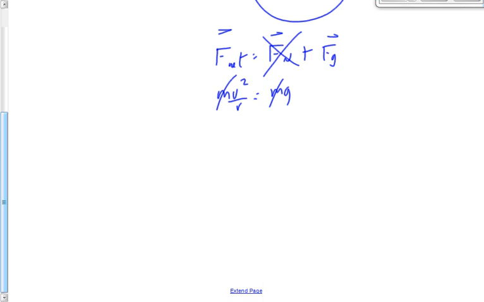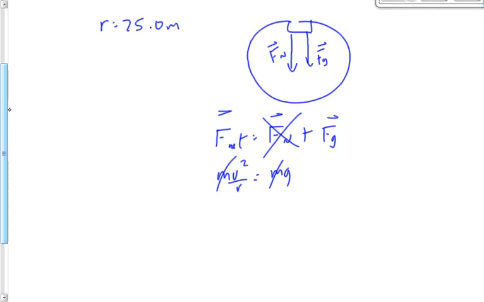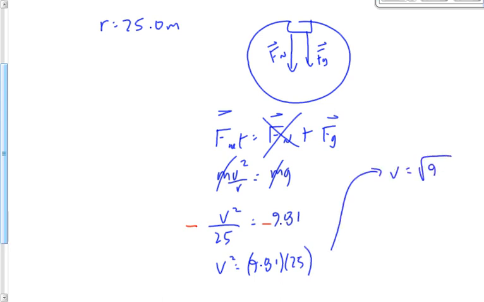V, by the way, we're solving for. R is 25. G is 9.81. Now, technically, both sides of this should become negative because they're both acting downwards, but the negatives cancel. Let's solve for V here. V squared is 9.81 times 25. And then V is the square root of 9.81 times 25. That's going to give me somewhere in the range of 15.66, or we'll round out to 15.7 meters per second.